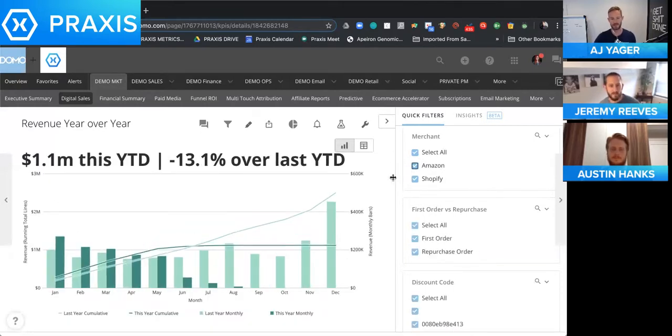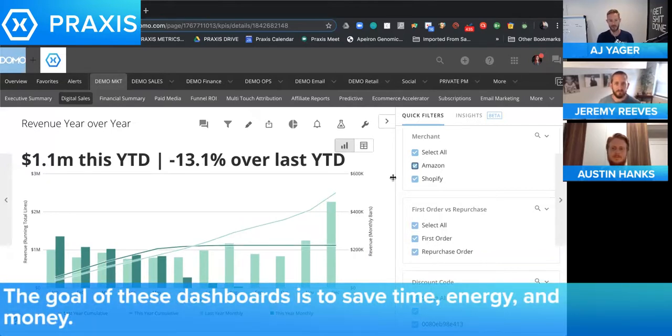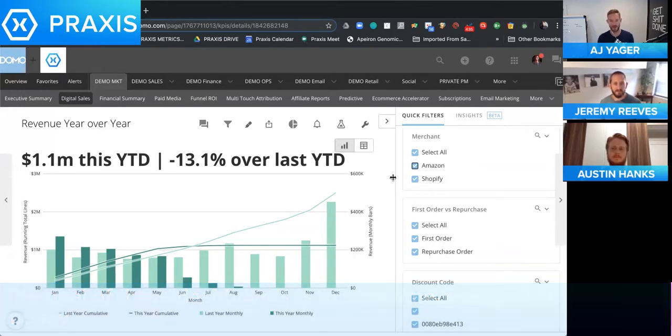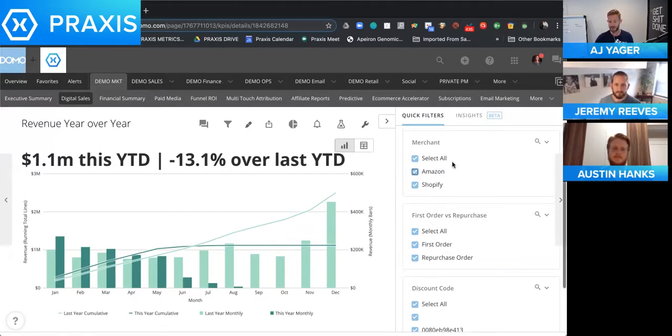There's a lot of things you could do. We want to focus on saving time, energy, and money. And if that means not having an hour-long dive into metrics when you don't need to, then better. So that's why this is very simple and clean up front, just to help get everybody focused. And these continue to go down. Austin, you built these all in.